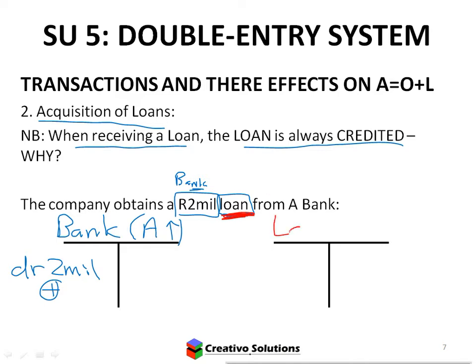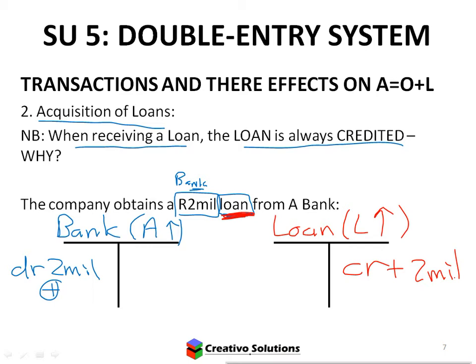Good. So I know a loan is a liability. If I'm taking out a loan, what's going to happen to the liability? It's going to go up. Now look at your rule sheet, those 6 rules. Where do you see liability plus? On the credit side. So that's why I'm crediting 2 million. Does that make sense? Okay, now you've got a debit, now you've got a credit, now you've got both.